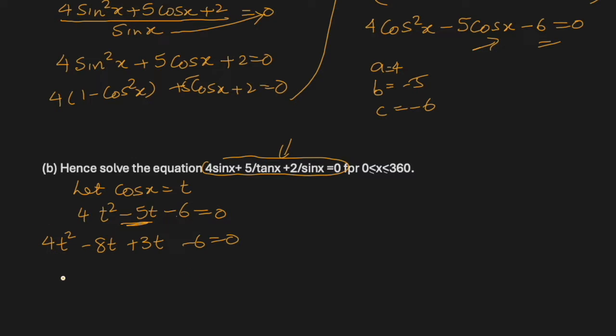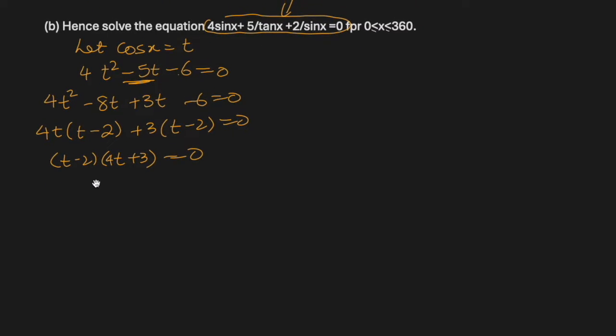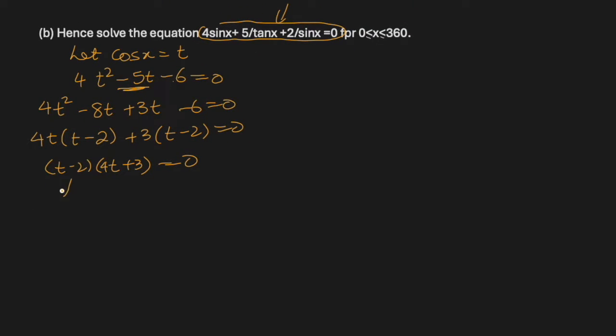In the first two terms, we can take 4t as common. So t minus 2 is left. Here we'll take 3 as common, so t minus 2 again. In both of them, t minus 2 is common, so we'll take t minus 2 common now. What is left? 4t plus 3 equal to 0. So this gives me t minus 2 equal to 0, or 4t plus 3 equal to 0.